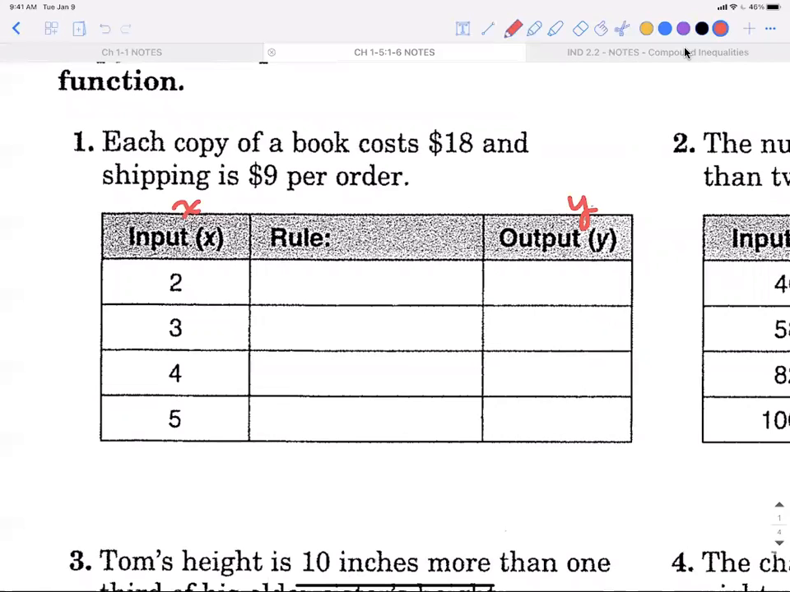So we're going to pay $18 per book. And hopefully this shows up, and if it doesn't, I can try to write it in a better color. You guys tell me. I'm going to pay $18 per book. And remember, when you have a number and a variable touching, it means multiplication. So you can put the parentheses around that B if you want to, because we're going to use parentheses when we start actually plugging numbers in here. So $18 per book, plus $9 per order. So no matter how many books you buy, you're going to pay a $9 shipping fee. So now we've written an equation.